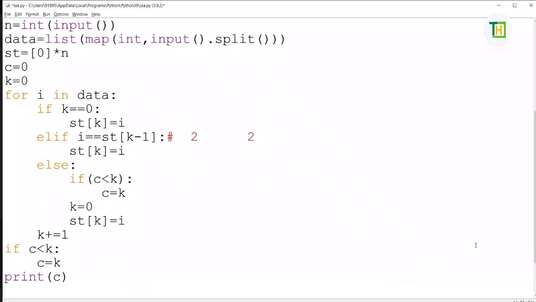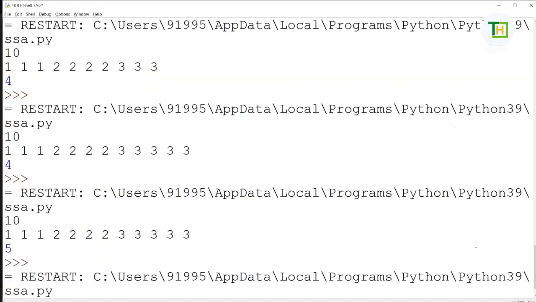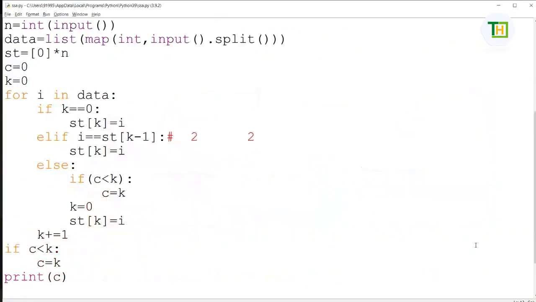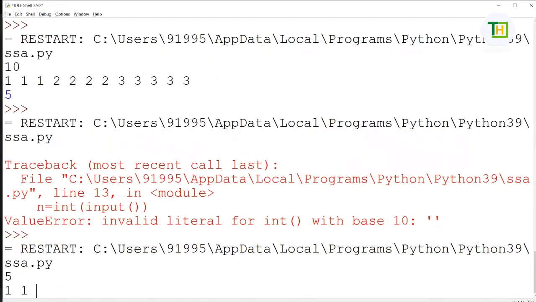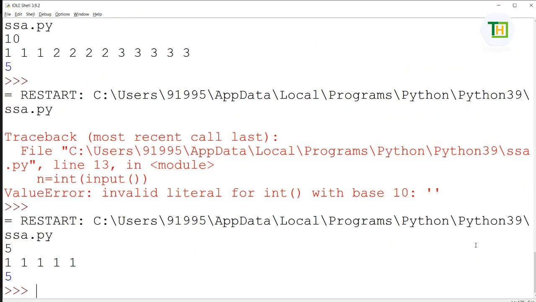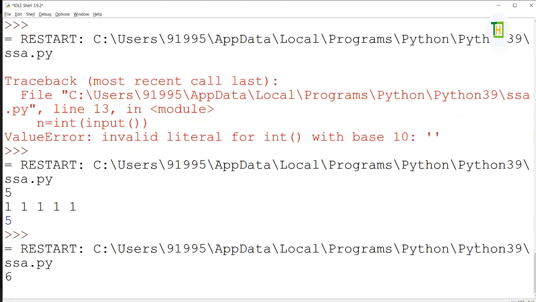Is it clear? If I'm going to execute, for example, it is going to be 5 elements. For example, only the values, all values are going to be 1 only. The answer is going to be 5 here. All are same. If all are same.